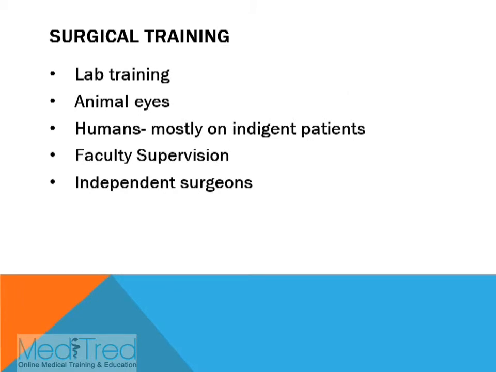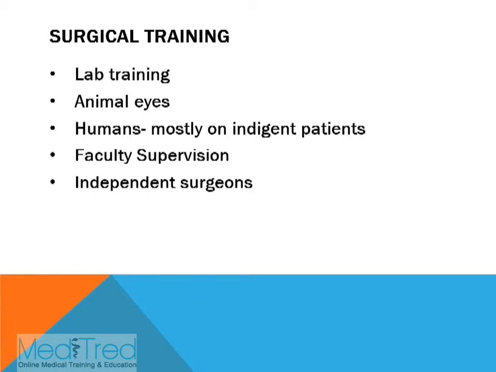So our residents, during the 3 years, when they come on board, they initially learn surgery and surgical techniques, initially in the lab, and then on pig eyes, usually, and then they go on to the humans, mostly on indigent patients. But the surgery is performed under the supervision of faculty until such point that they can start operating as independent surgeons, which usually happens in the third year of their training. In the second half of third year of their training is when these residents are allowed to operate independently. Even then, it is in the presence of faculty who will guide them through should there be any complications.